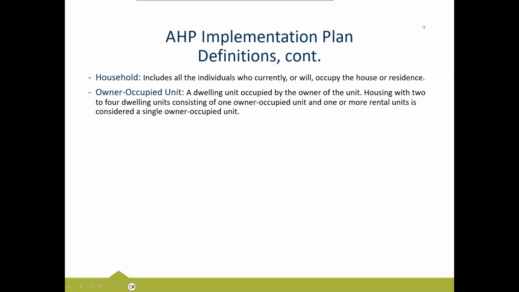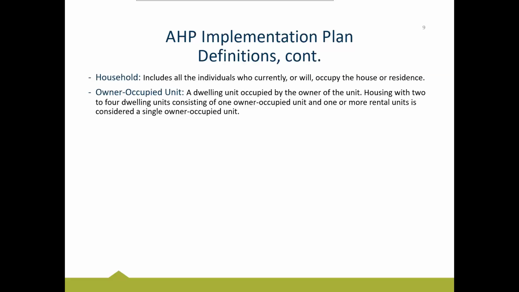A few more quick definitions. The main one I want to cover on this screen is regarding household. When you all are qualifying households for the grant money, when we're considering income, we want to make sure we're including all individuals who currently or will occupy the house or residence. So we want to consider if there's going to be somebody that moves in as a result of the rehabilitation work that is completed, something like that.